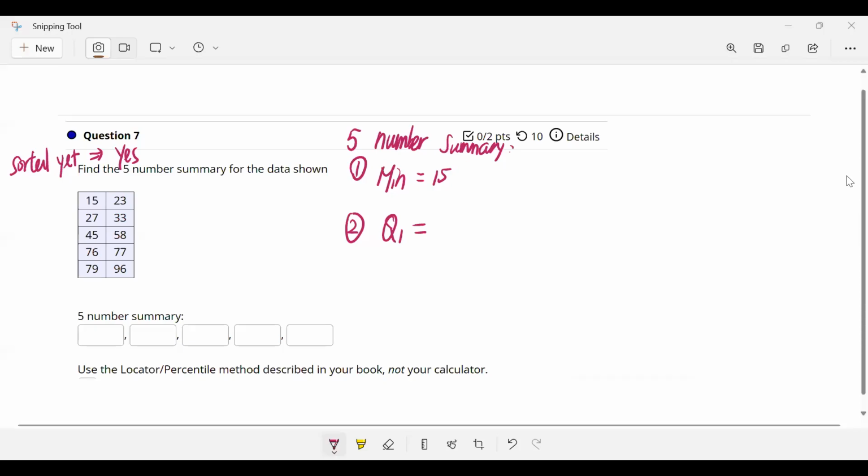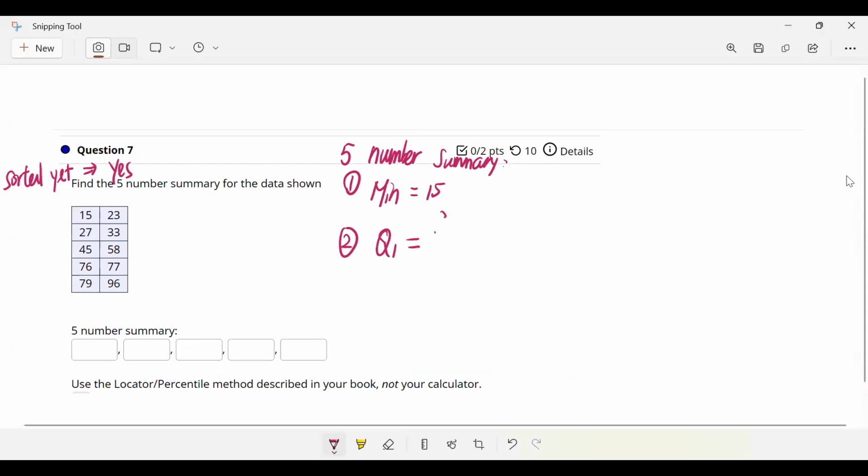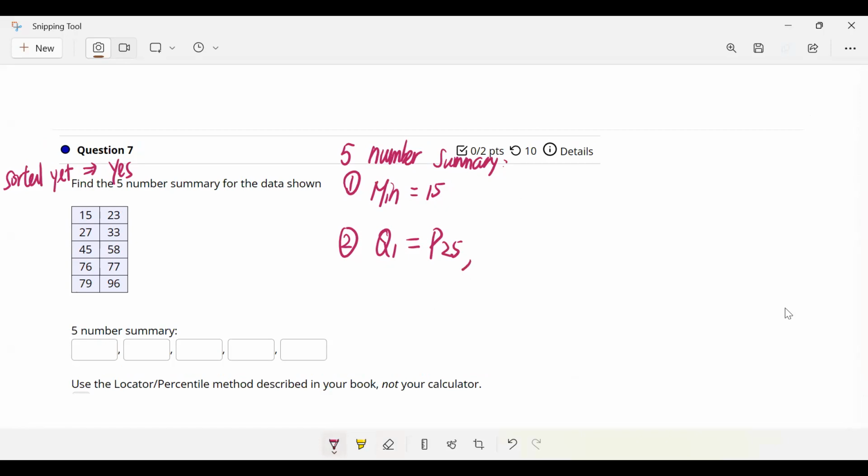Okay. So let's look at quartile 1. Eva just pointed out that quartile 1 is percentile 25. We're going to use a locator formula to locate the data value associated with quartile 1. So right here, what is the sample size? How many numbers are there? 10. 10, very good.